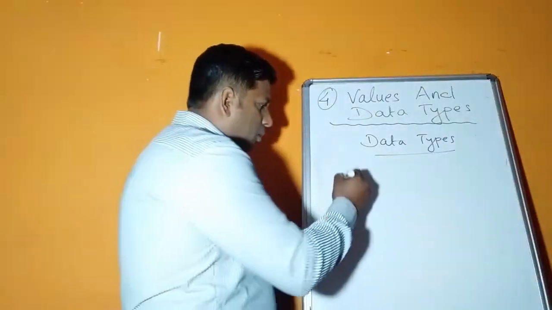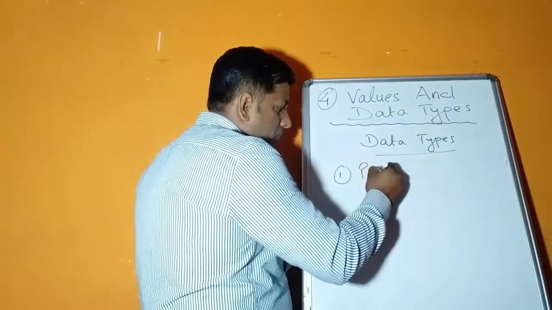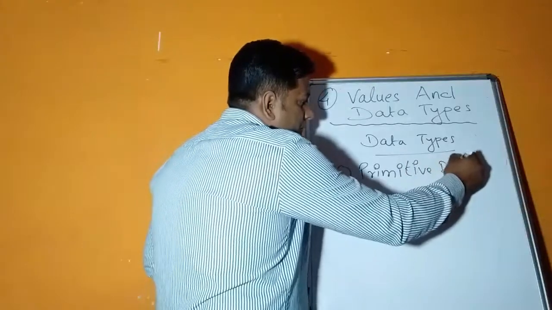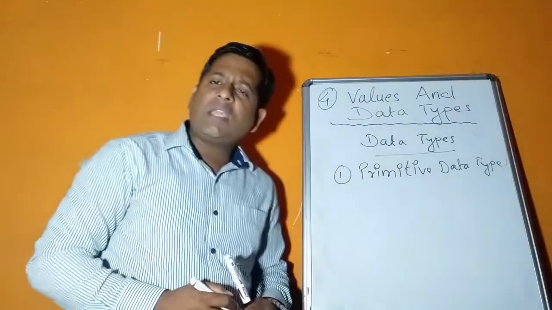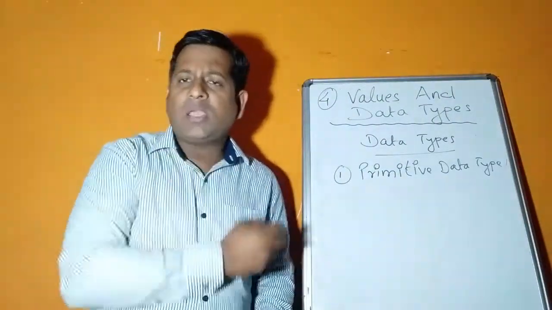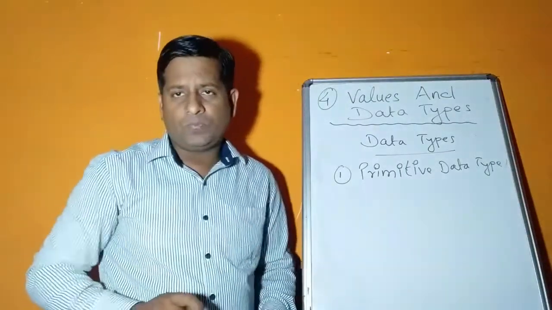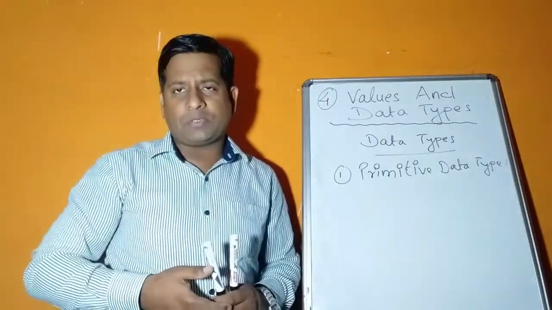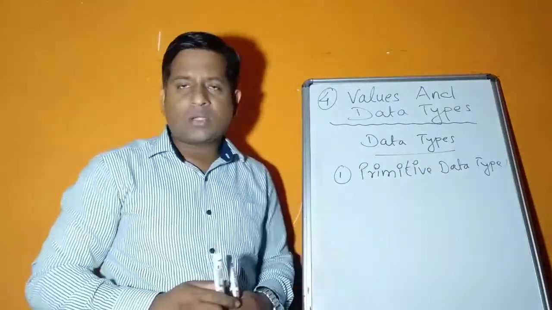Point number 1 is primitive data type. Primitive means inbuilt. They are predefined, pre-made, like keywords for Java programming. That means you cannot change the case, you cannot change a letter from capital to small or small to capital. They are predefined and inbuilt. That's primitive data types.